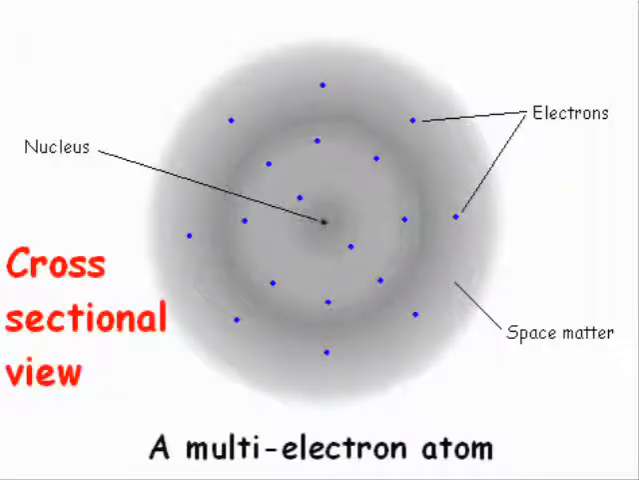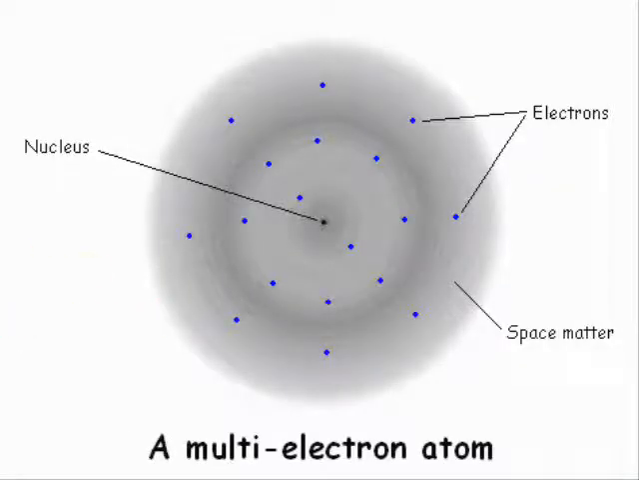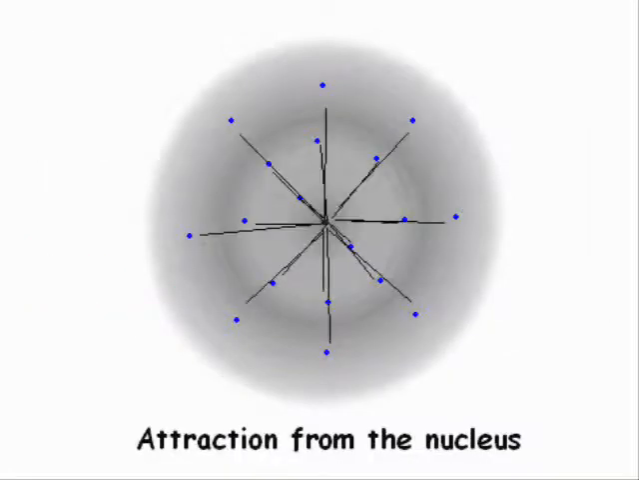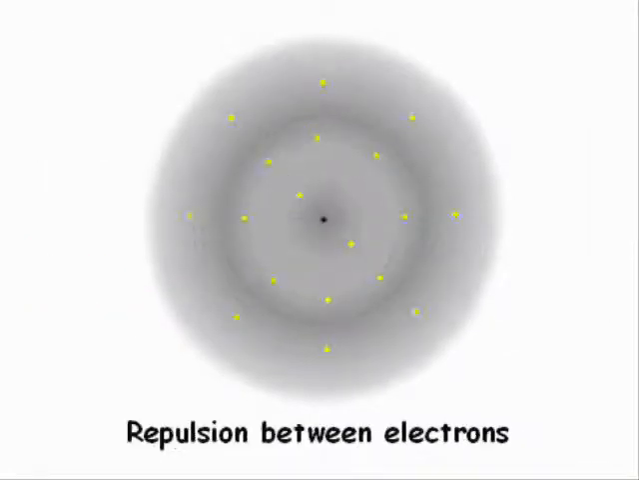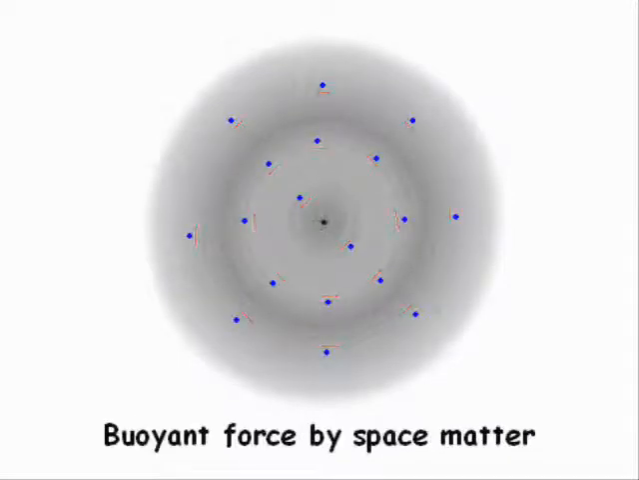There are three factors that determine electron configuration in a multi-electron atom. They are: 1. Attraction from the nucleus, 2. Repulsion between electrons in a shell and between inner and outer shells, and 3. Buoyant force exerted by space matter. Watch video Structure of Atom, the new atom model.